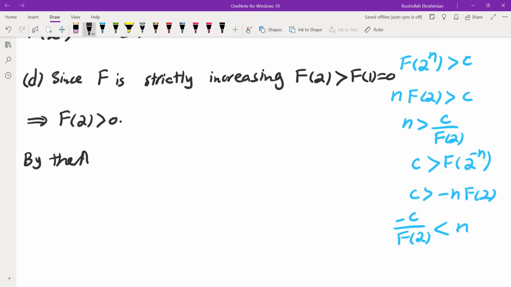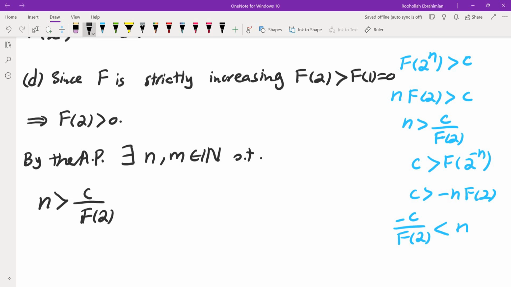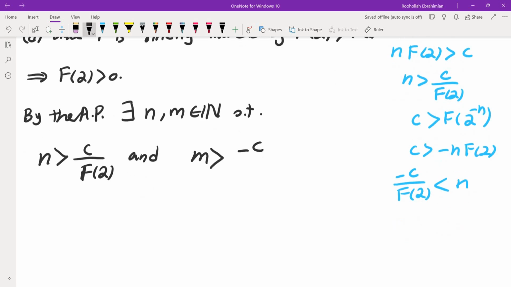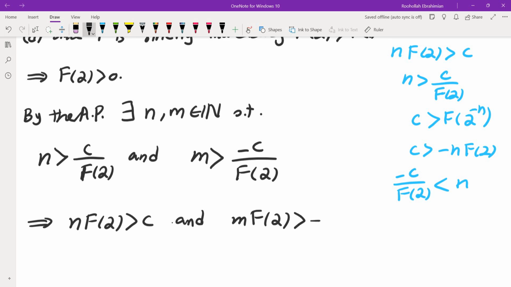By the Archimedean property, there is a natural number n, and there are, in fact, two natural numbers. So let's call them n and m, such that n is more than c over f of 2, and m, it could even be the same positive integer, but it doesn't really matter, is more than negative c over f of 2. Okay, so this means n f of 2 is more than c, and m f of 2 is more than negative c.